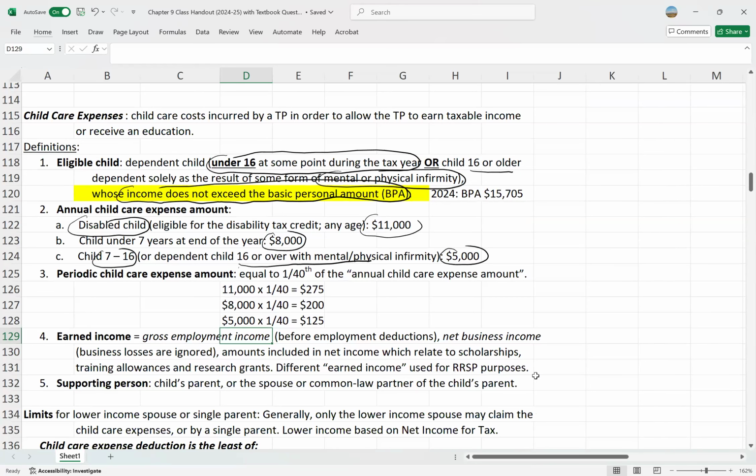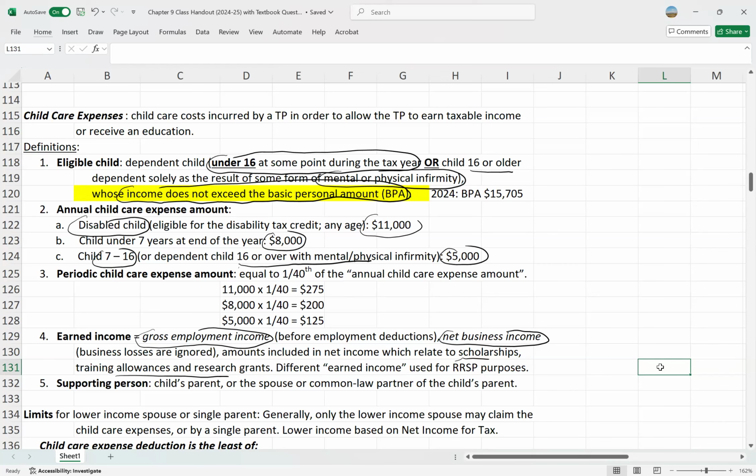And then we have this definition of earned income. Basically, the child care expense is limited to a percentage of the taxpayer's earned income. So what is earned income? Earned income is your gross employment income before you make any deductions. It's also your net business income. And it's also any income that relates to scholarships, training allowances, and research grants. So we'll go through this definition when we go through our example, but there's this definition called earned income as it relates to childcare expenses.